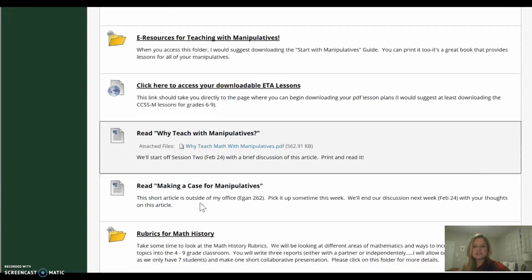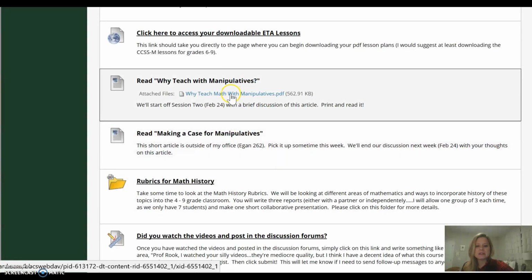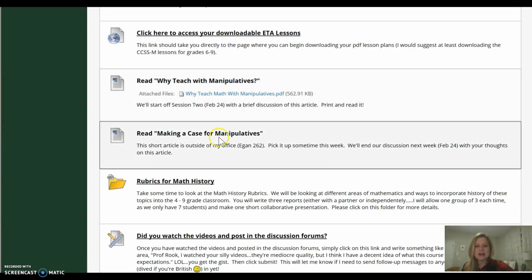Okay, back over here. You're asked to read 2 different articles about why we teach with manipulatives. One is provided here. The other one, you need to go to my office and get it out of the box sometime before our second class so that you're ready to come in to have a conversation about them. Remember, participation is 8% of your grade, and that's all going to be based on conversations about the short articles that you read.